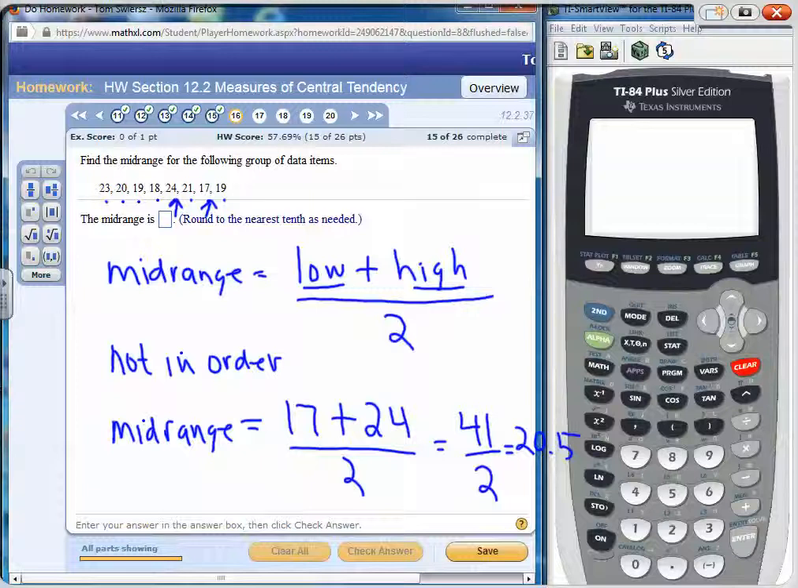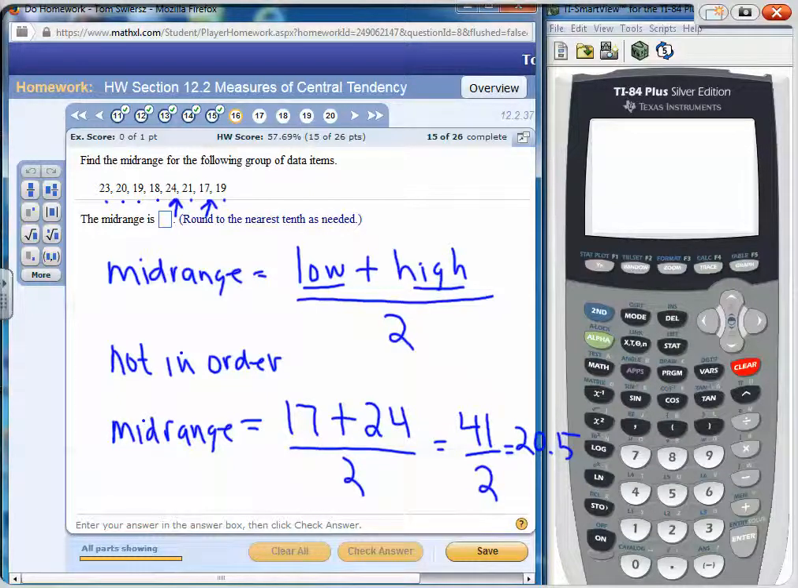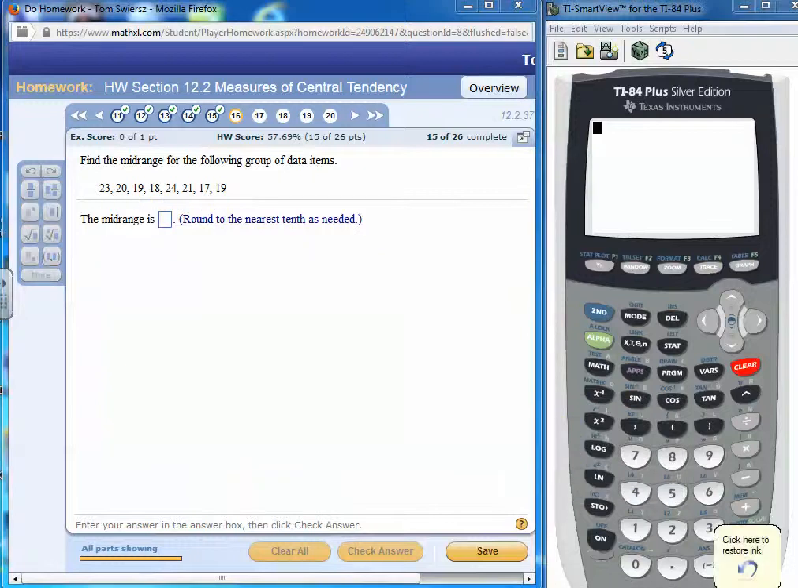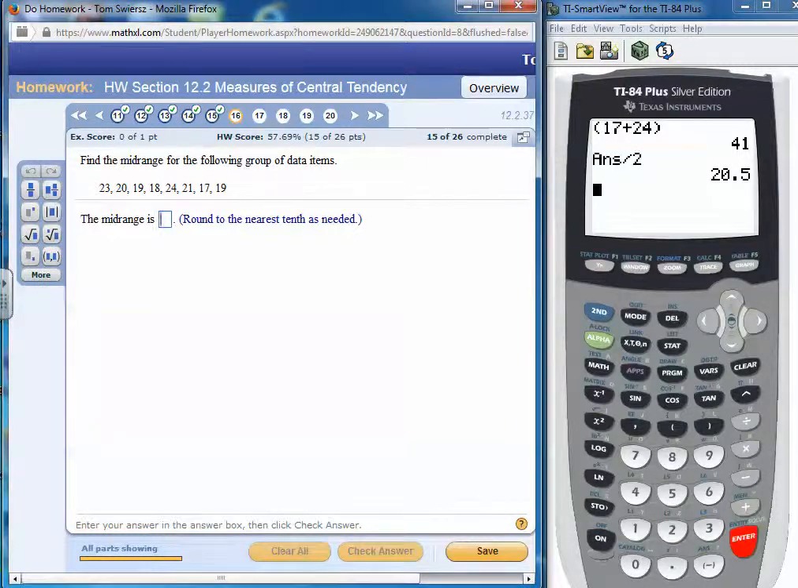If you're doing it on the calculator, you should put it in parentheses, 17 plus 24. That is done first, or you can just hit enter and then divide by 2. And there's our answer, what we got before doing the arithmetic in our head, 20.5.